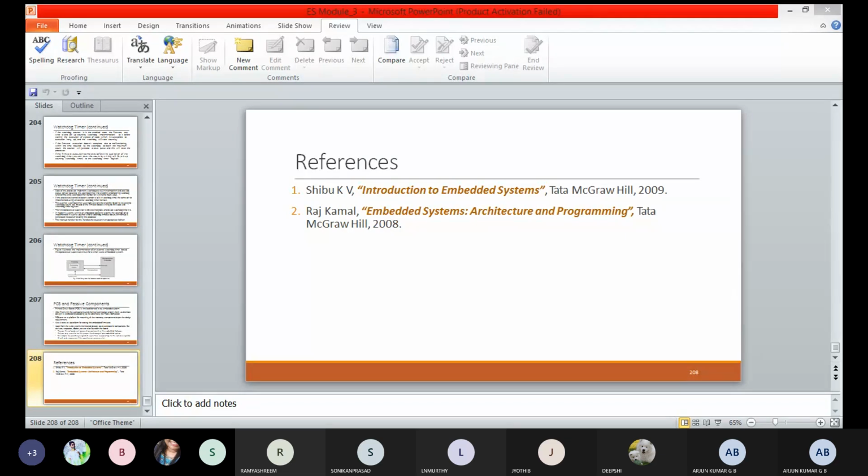Suppose you go for USB 3.1, it is super speed plus, nearly 10 gigabits per second. USB 3.0 is super speed, and the maximum speed will be 5 gigabits per second. USB 2.0 is high speed, with a maximum speed of 480 Mbps. And USB 1.1 is full speed, with a data rate of 12 Mbps.